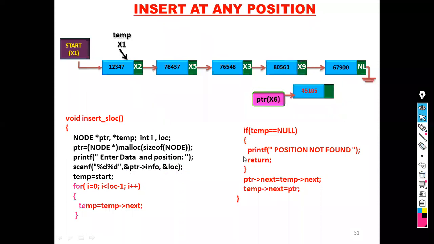Now temp equal to start. So all of you clear? Temp is pointing to the first node. So what is the next for loop? The next for loop is used with i equal to 0. I have to take a variable i and initialize i equal to 0. Now i continues until it is less than location minus 1. What is location minus 1? What is location? Location equal to 4. In this slide, I am taking location equal to 4.